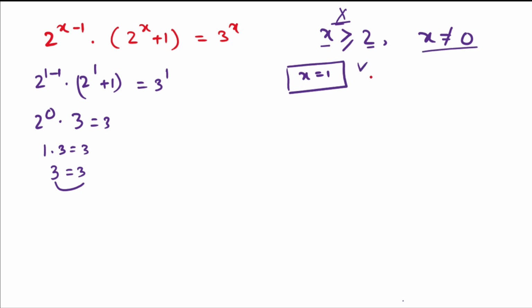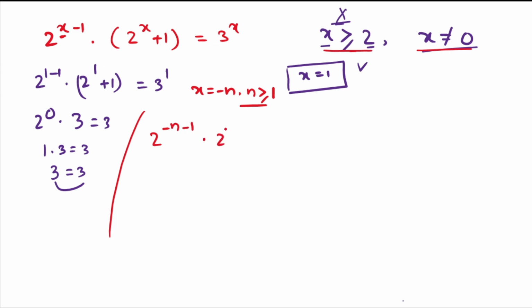Now in the previous step we took x equal to or more than 2, and here 0 does not satisfy, 1 satisfies. Now for the negative values, we'll take x equal to negative n, where n will be any number more than or equal to 1. So in place of x we'll replace it by negative n. So it is 2 raised to the power negative n minus 1 multiplied by 2 raised to the power negative n plus 1, equal to 3 raised to the power negative n.